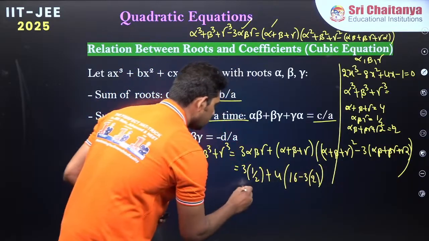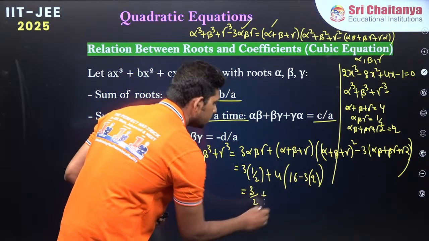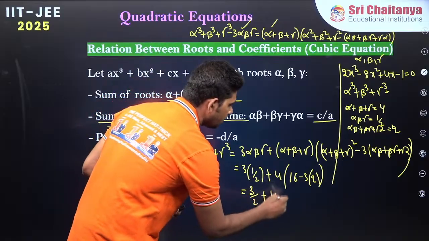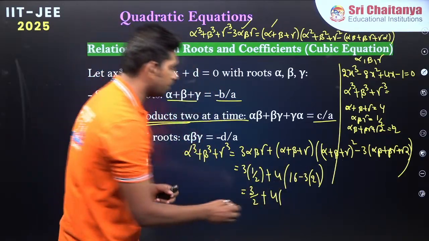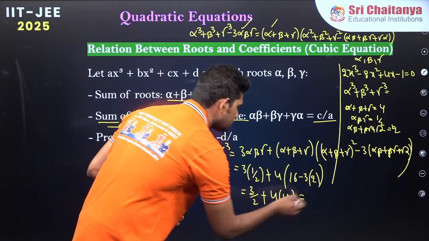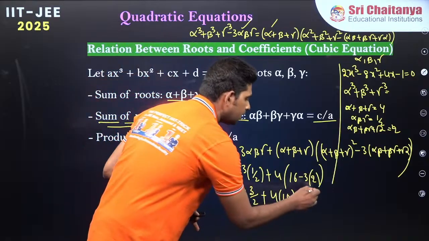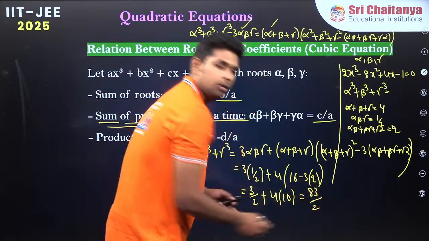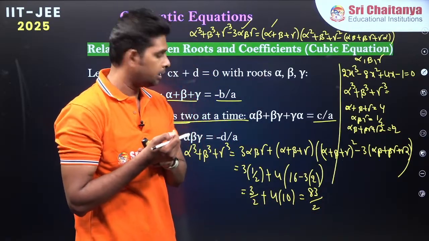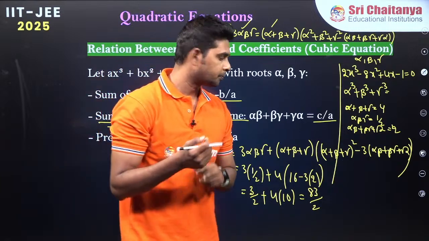Okay? So which is 3 by 2 plus 4 into, what do we have here? 16 minus 6 is giving us 10 there, that is 40, so 40 plus 3 by 2, that is 83 by 2. Please let me know how many of you are getting 83 by 2 there.